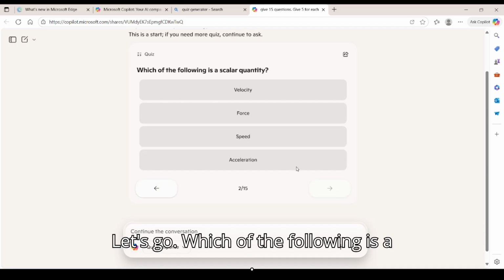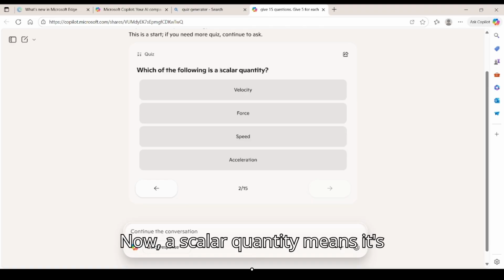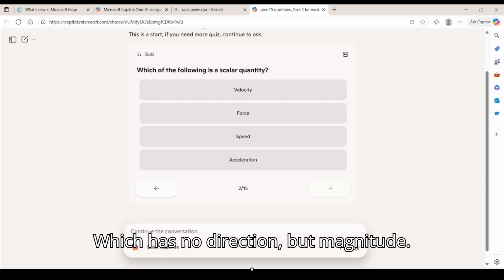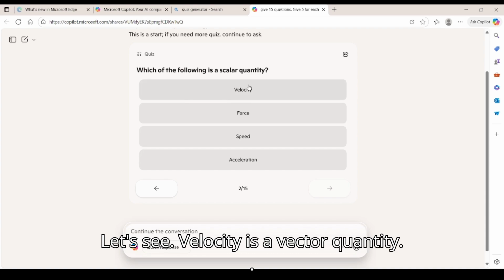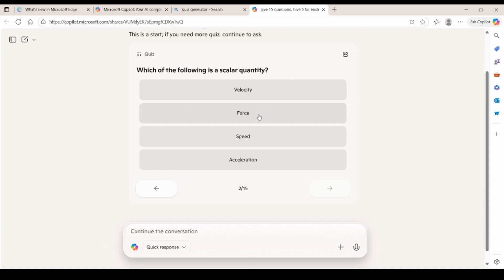Let's go. Which of the following is a scalar quantity? A scalar quantity is something like distance, which has magnitude but no direction. Let's see. Velocity is a vector quantity; it has both magnitude and direction. Force is also a vector quantity. Speed and acceleration, it is one of the two.